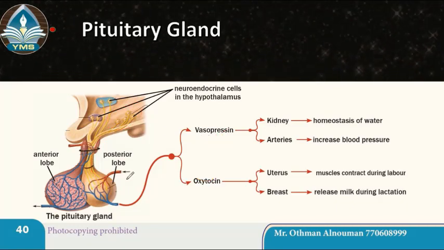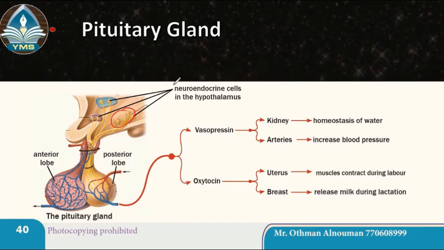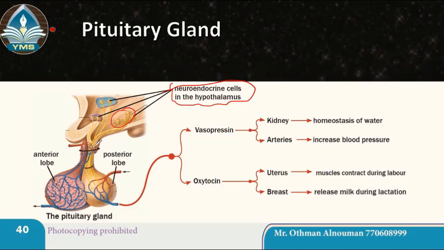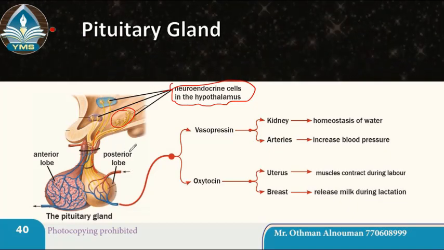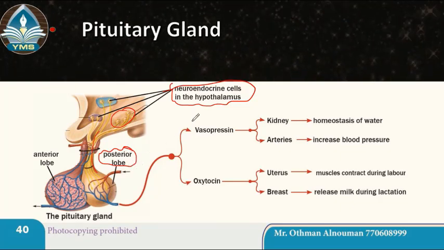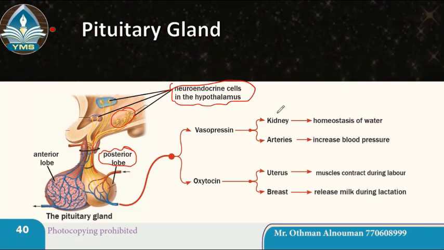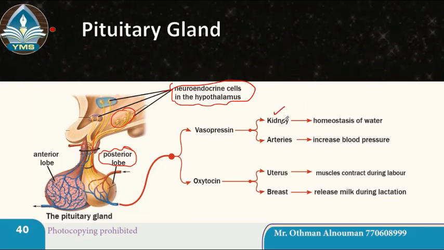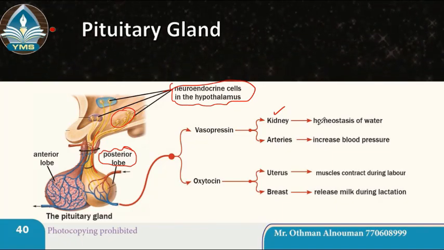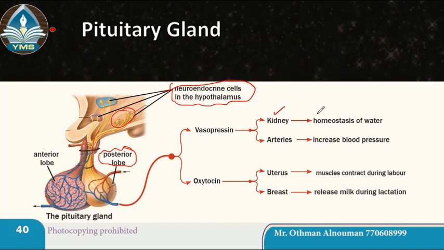First of all, they are going to be secreted from the hypothalamus by neuroendocrine cells, and they are going to be stored in the posterior lobe of the pituitary gland. The first one is vasopressin, or we call it ADH. It stimulates the kidneys, so the kidney nephrons can reabsorb water and not release it with urine. So it helps the kidney nephrons to reabsorb water.